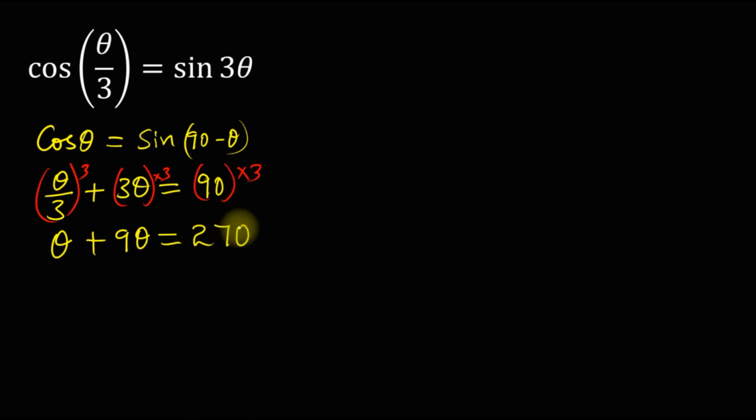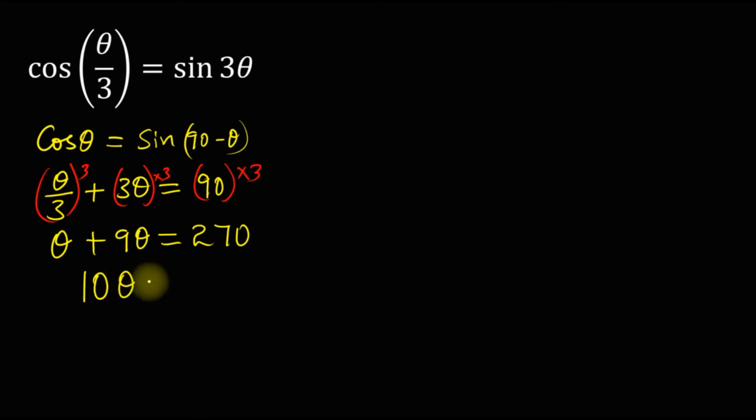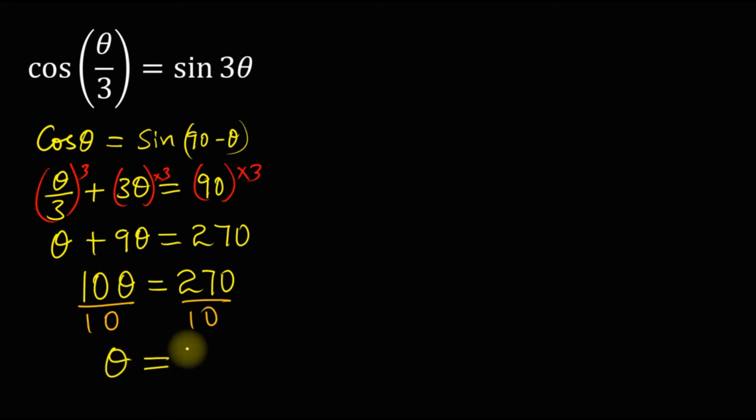270. Then add the like terms together. This will be theta plus 9 theta, which will be 10 theta, equal to 270 degrees. Then divide through by 10. So we shall end up getting theta is equal to 27 degrees.